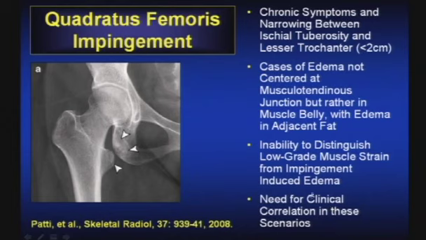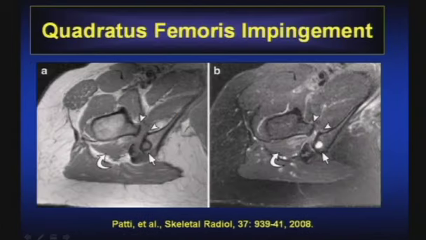So in this plain film, we would say that there's narrowing of the space between the ischium and the lesser trochanter. There's remodeling and sclerosis in both of these osseous structures. These findings could be seen in the clinical entity of ischiofemoral impingement or quadratus femoris impingement. Right? So it's for the clinician to make that diagnosis.